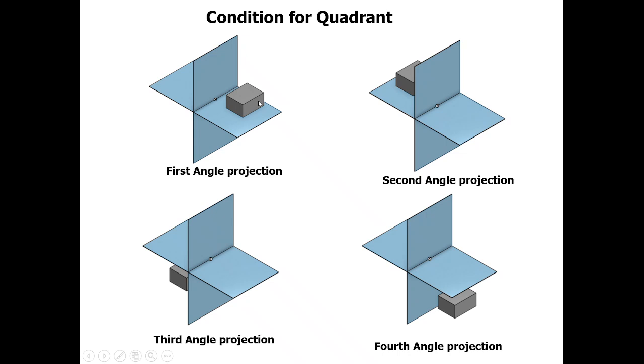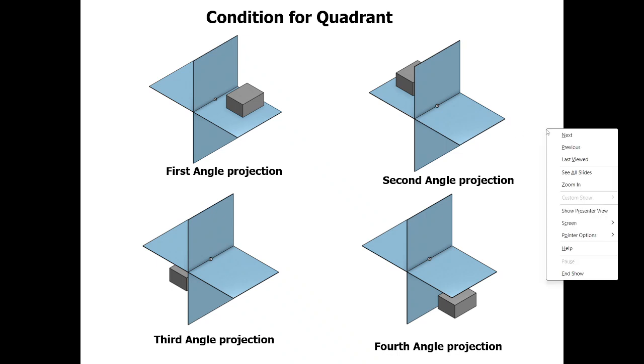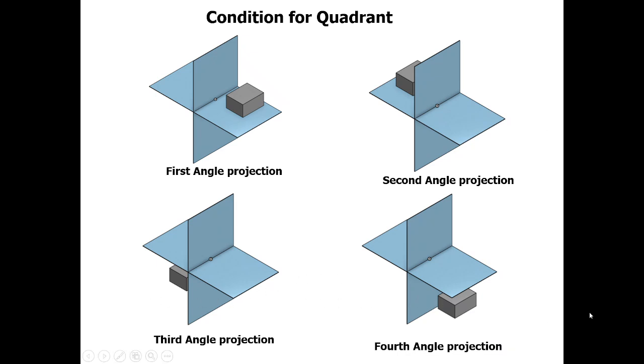If the object is placed in the first quadrant, we call it first angle projection. If it is in the second quadrant, it is called second angle projection. If it is in the third quadrant, it is called third angle projection, and if it is in the fourth quadrant, it is called fourth angle projection. Out of these we only use the first angle projection and the third angle projection. We are going to see why in the next slides.